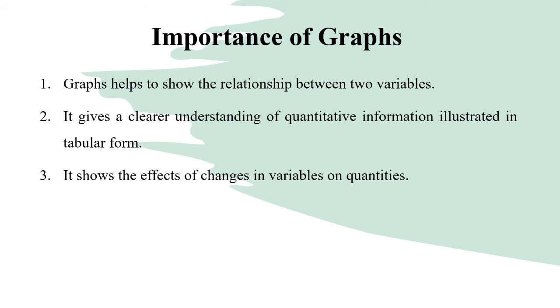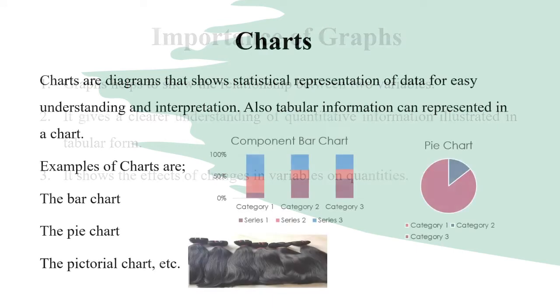That is, we could find out the relationship between the variable price and quantity demanded. Another importance of graphs is that it shows the effect of changes in a variable on quantity. So from our graphs you can see the effect of changes in the price of pig milk on the quantity demanded of pig milk.